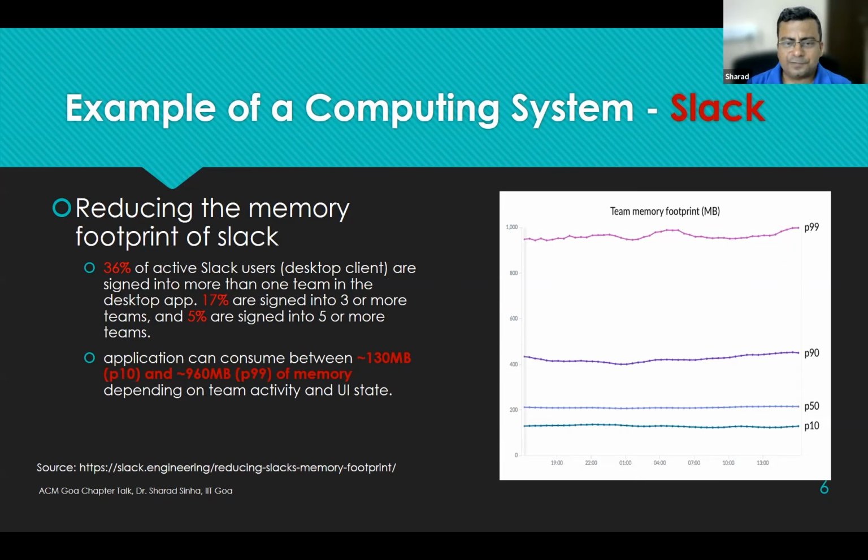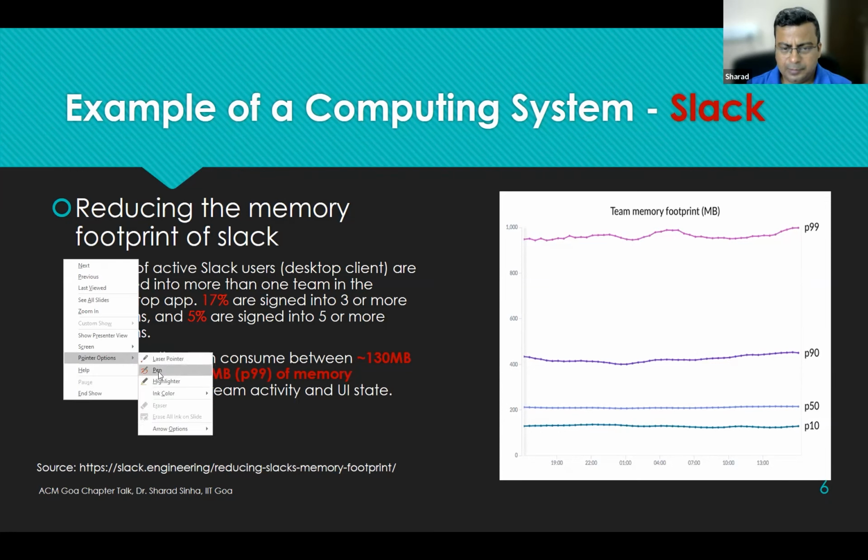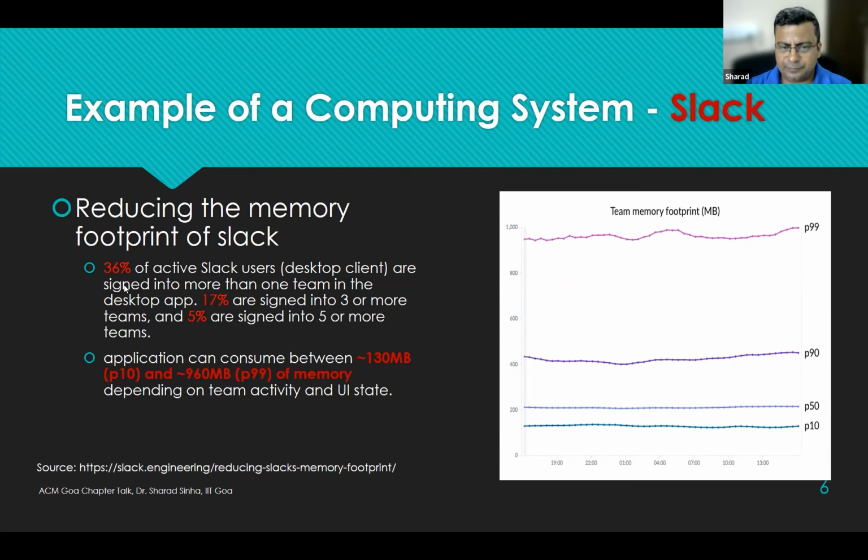Now, as a user of Slack, you can be signed in into multiple teams inside Slack. So this is one study which was done by Slack itself, where it found that 36% of active Slack users are signed in to more than one team in the desktop app, which is your client app. 17% are signed into three or more teams, and 5% are signed into five or more teams. So as a Slack user, it is basically saying that I am signed into more than one team at the same time. But I'm not using all the teams at the same time. I'm not interacting with all the teams at the same time. I'm not active on all the teams at the same time, which is the usual case.